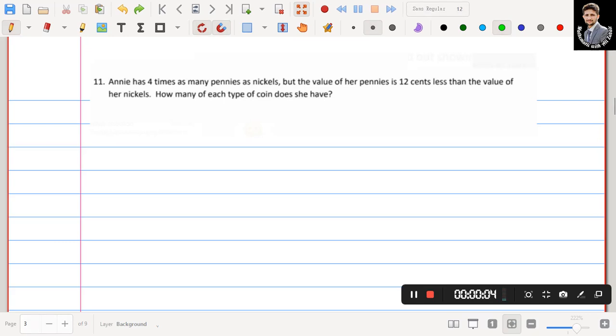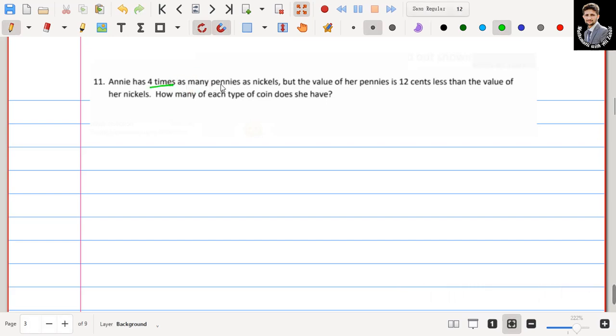Today we will discuss this question on your screen: Annie has 4 times as many pennies as nickels, but the value of her pennies is 12 cents less than the value of her nickels. This is your condition, and from this condition you have to find how many of each type of coin she has.